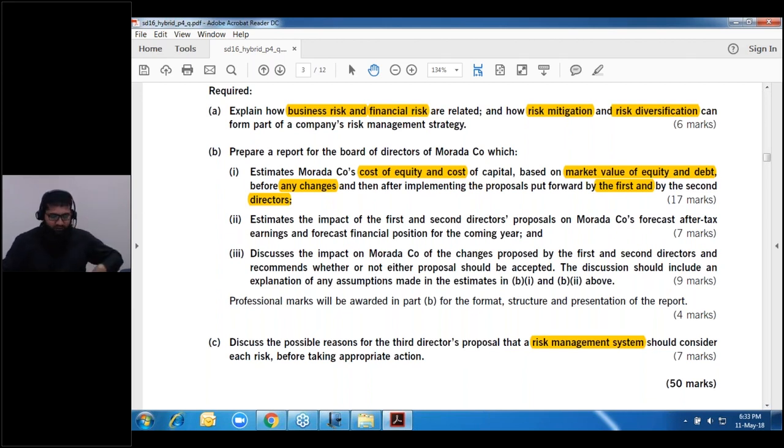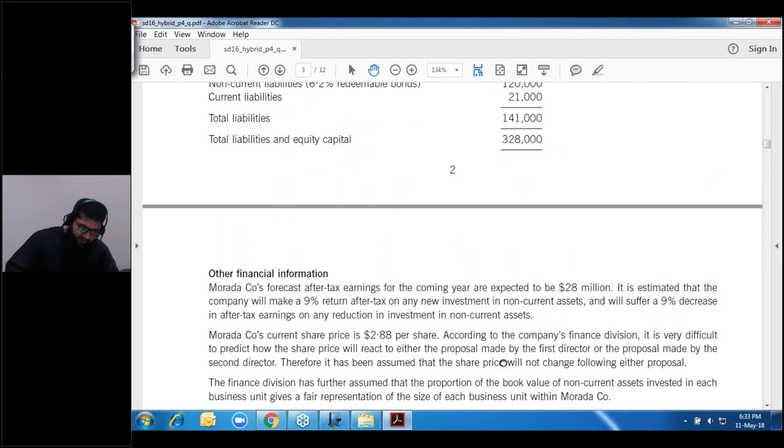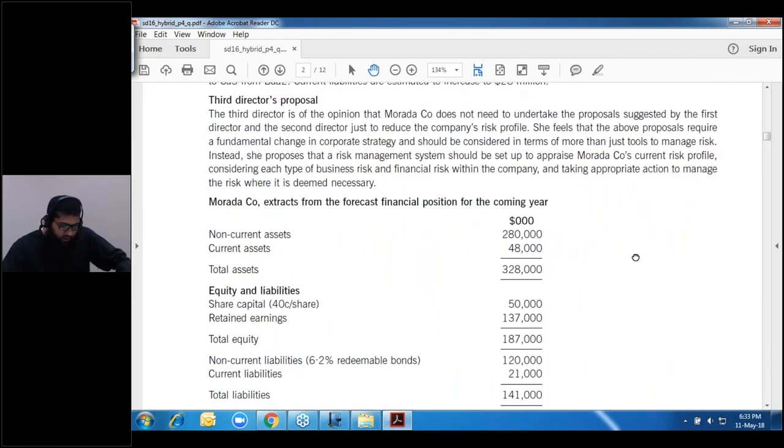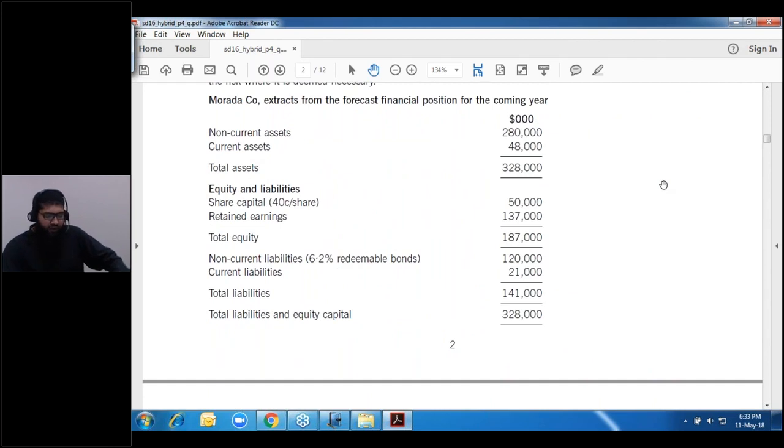Okay, now what next? So what we actually need to do now is, first of all, calculate the existing details, and then we can move forward. You actually have this Morada company's extract from the forecast financial position.